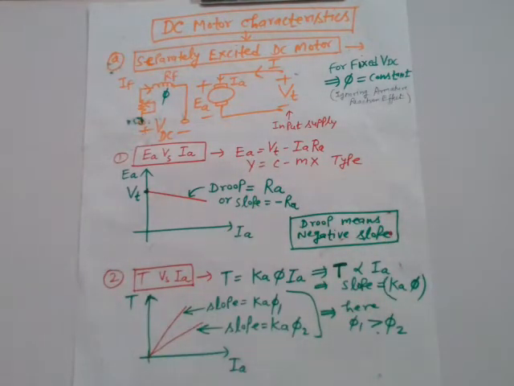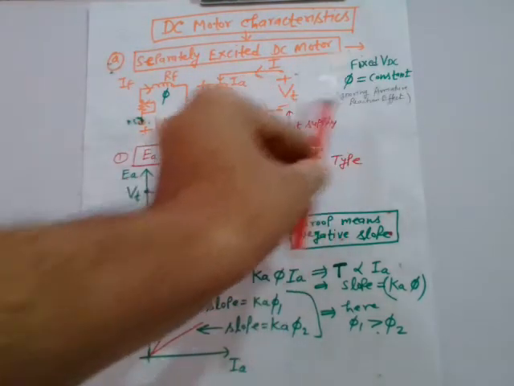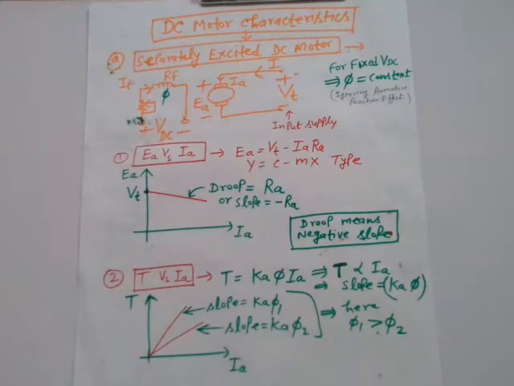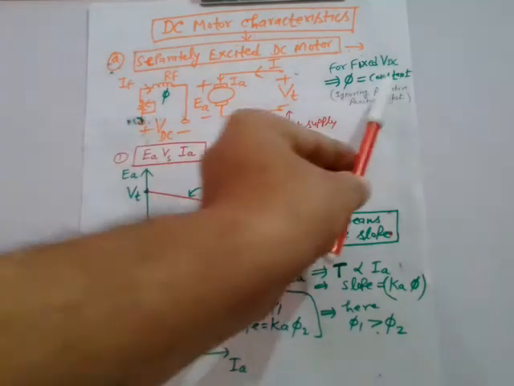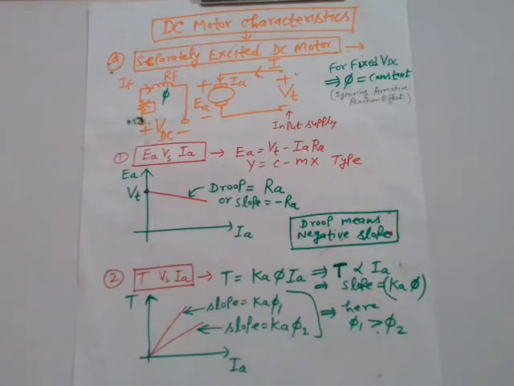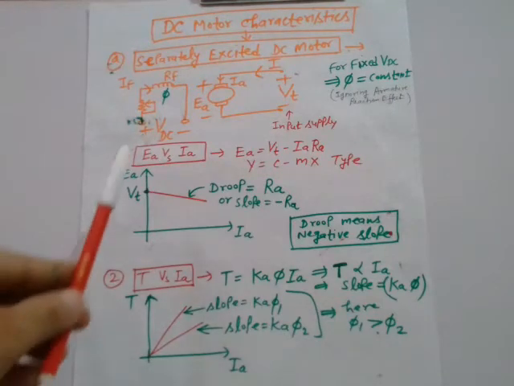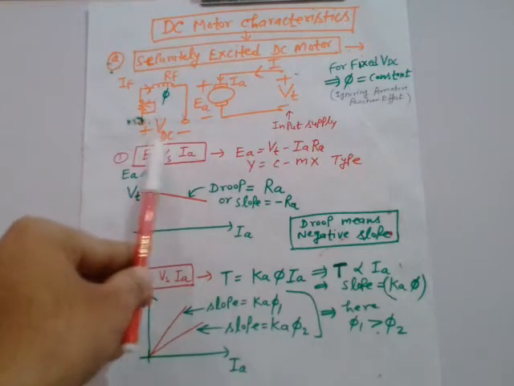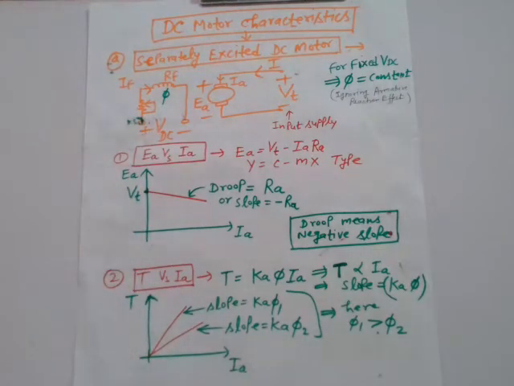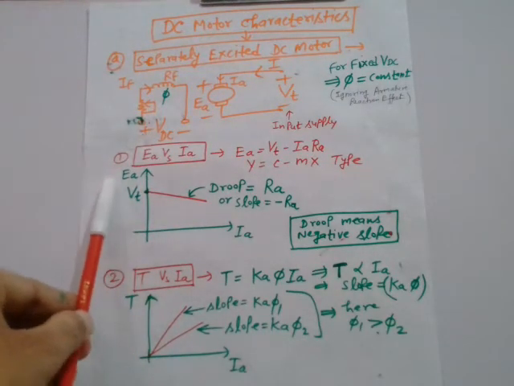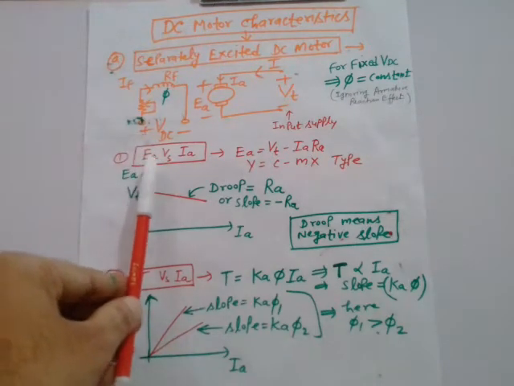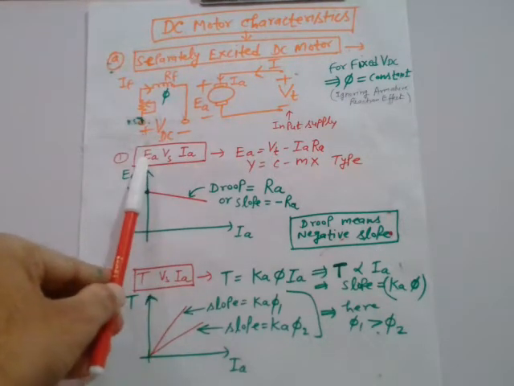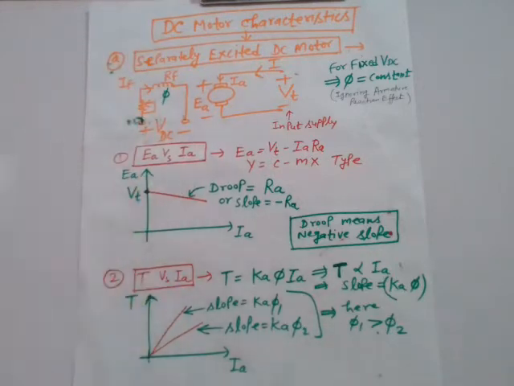Now if you further ignore armature reaction effect, then you can write for separately excited DC machine, flux is fixed, right? So this is fixed as long as you are not changing this DC applied voltage, right? So now first characteristic, let us draw between EA and IA. EA is the armature induced voltage and IA would be the armature current, right?